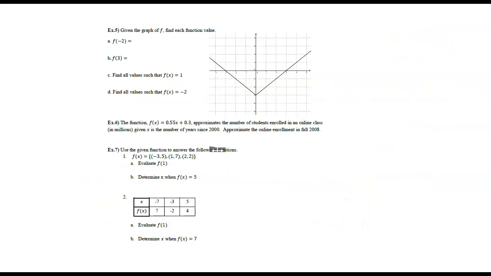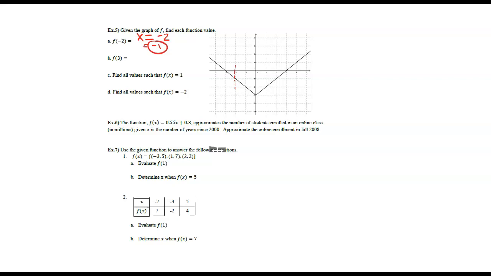Okay, let's look at finding values a different way by using the graph. We're given the graph of f, and we need to find each function value. So f of negative 2 means when x equals negative 2, we want to find f of x. Let's find where x equals negative 2. X equals negative 2 right here, and we can see f of x equals negative 1. So the answer is negative 1.